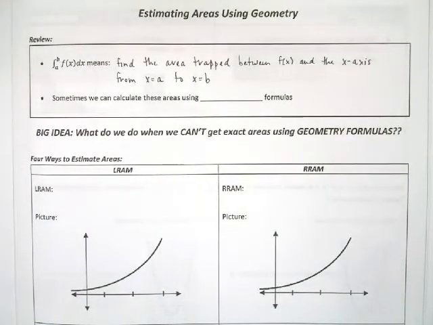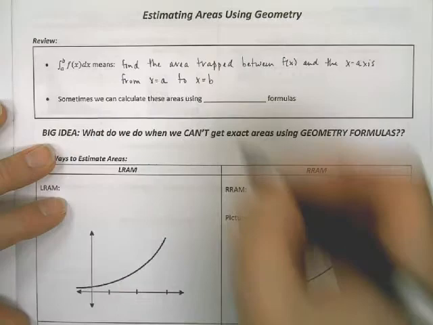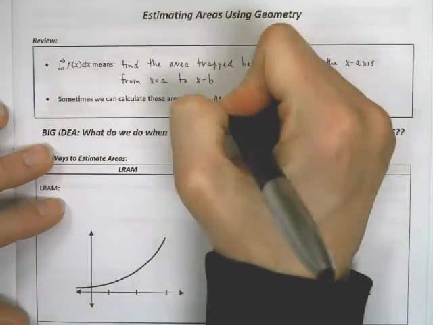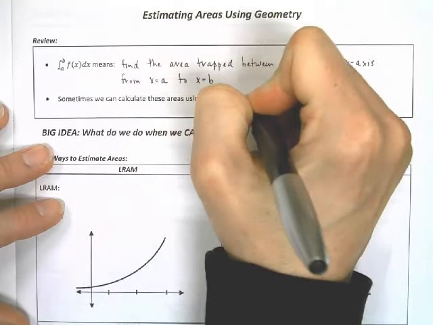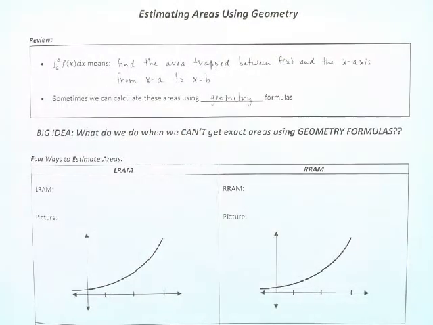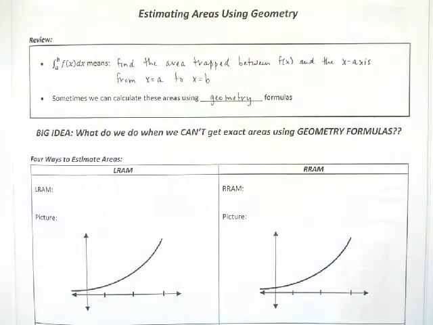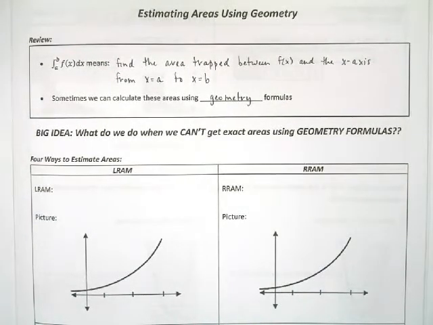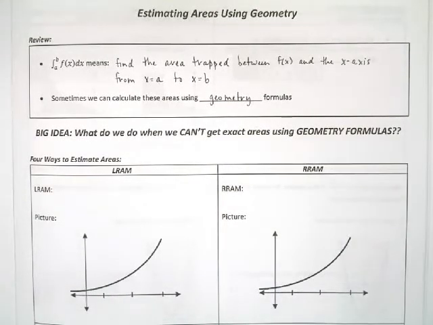And so we've learned that sometimes we can calculate these areas using geometry formulas. However, that's obviously going to work only for really specific graphs, right? When they form triangles or rectangles or trapezoids. And obviously that's not going to always happen. So the question for today is, what do we do when we can't get exact areas using geometry formulas? And so we're going to learn a method for that today.